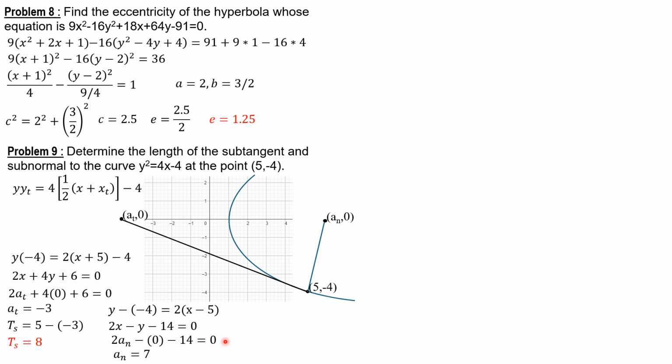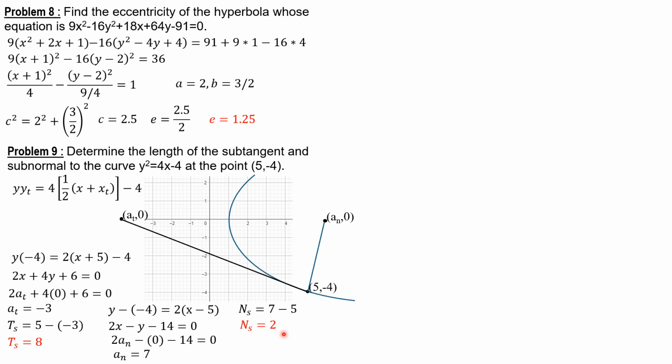So a_n equals 7. So the projection of this normal line upon the x-axis is 7 minus 5. So it is 2. NS equals 7 minus 5. So NS, the length of the subnormal, is 2 units. Another formula is the absolute value of the slope of the tangent times y_t. The slope of the tangent is negative 1/2 times y sub t, negative 4. Negative 1/2 times negative 4 is 2.